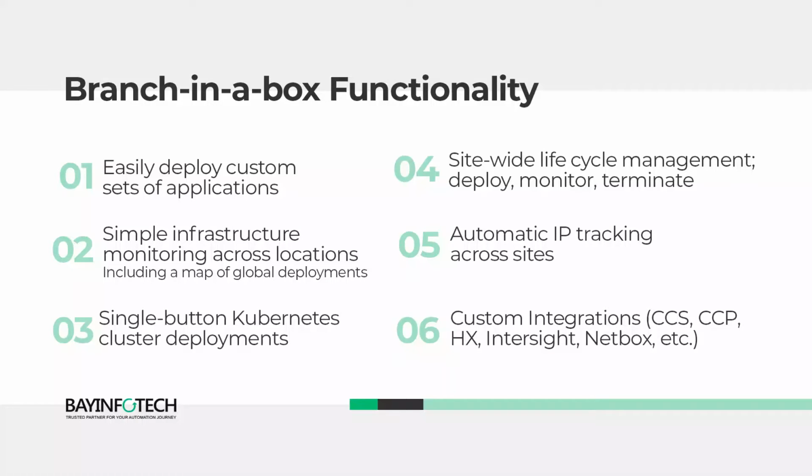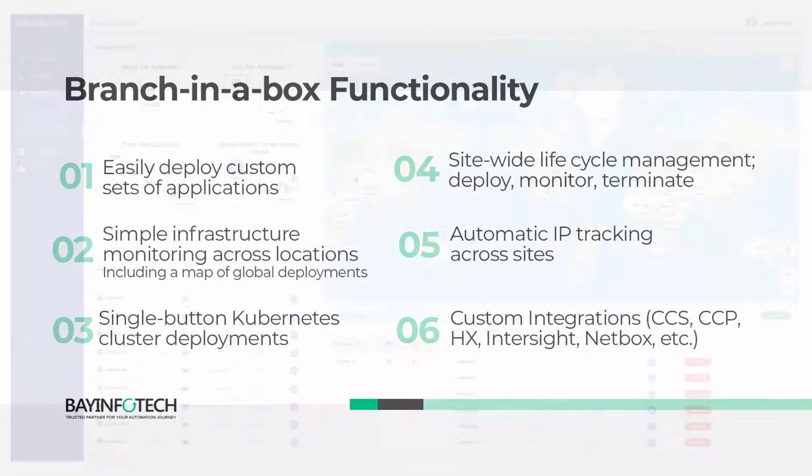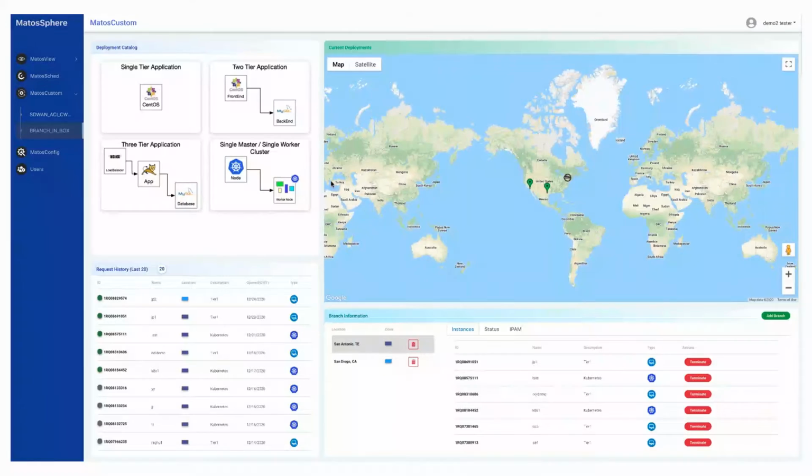Let's take a look at this Matos custom application. This is a customized application as part of the Matosphere project. In this custom application, we have a branch and box section. What this demonstrates is the ability to deploy branches across the world in different locations, and then tie in various tools on the back end to automate the deployment of applications or Kubernetes clusters, multiple pieces.